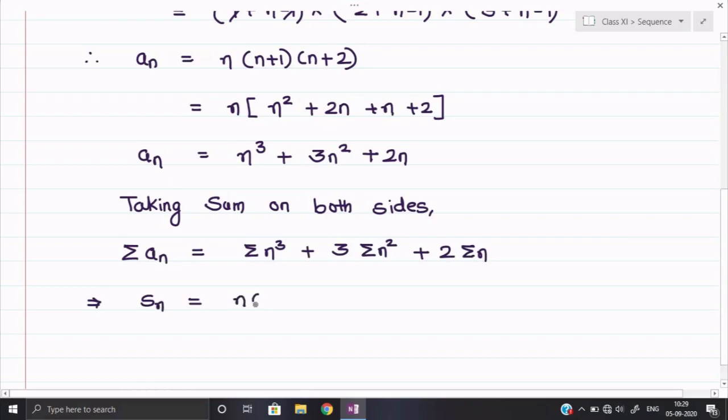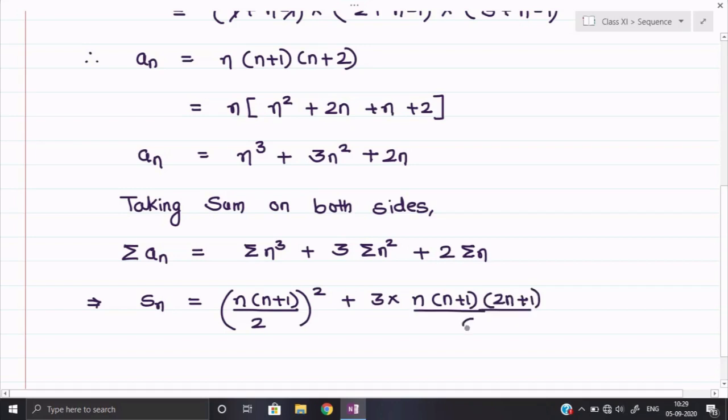Summation of n cube formula is n into n plus 1 whole divided by 2 whole power 2, plus 3 into summation of n square is n into n plus 1 into 2n plus 1 divided by 6, and plus 2 into summation of n is here n into n plus 1 divided by 2.